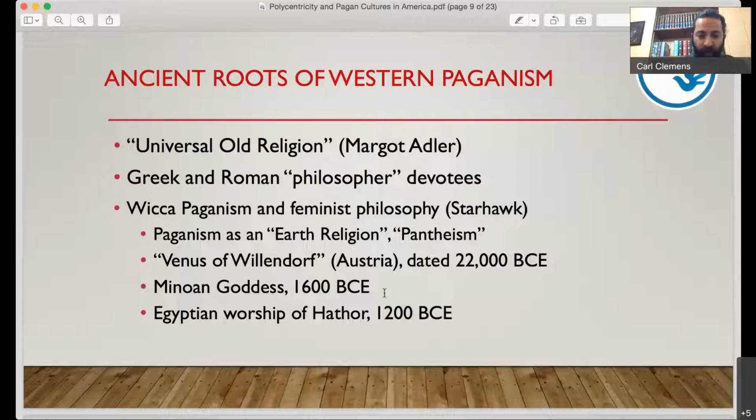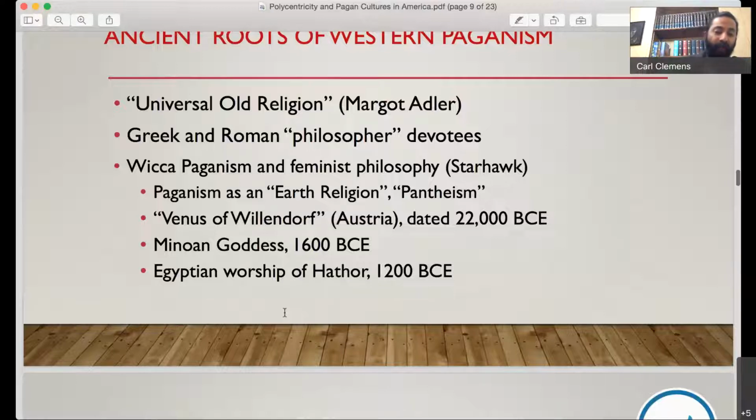So I put these here not just to give an idea of the timeline, but also the geographical spread of Western paganism, which draws upon Norse paganism, Mediterranean, Greco-Roman paganism, but also West Asian, Middle Eastern paganism, and of course Egyptian paganism, very prominent.